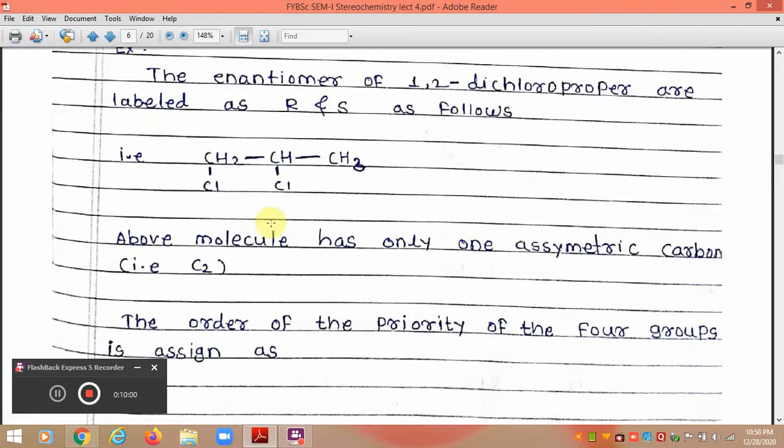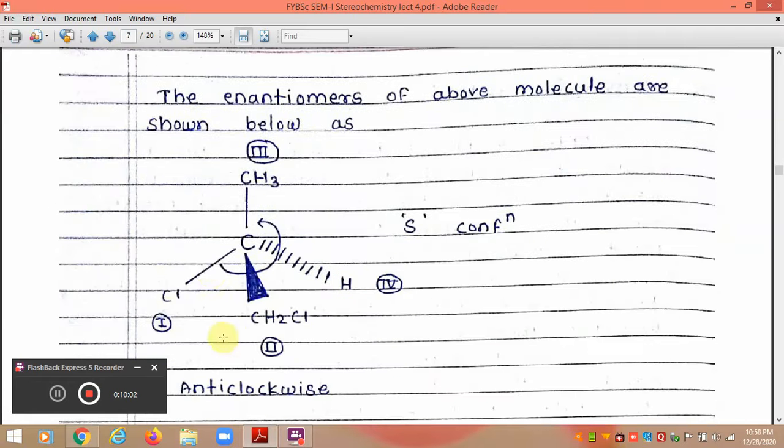Here, this is one example. Definitely that can be here. Similarly, this is the example here. Chlorine will get the first priority, then CH2OH will get the second priority, CH3 will be third, and this will be fourth. So the molecule is observed from this side.